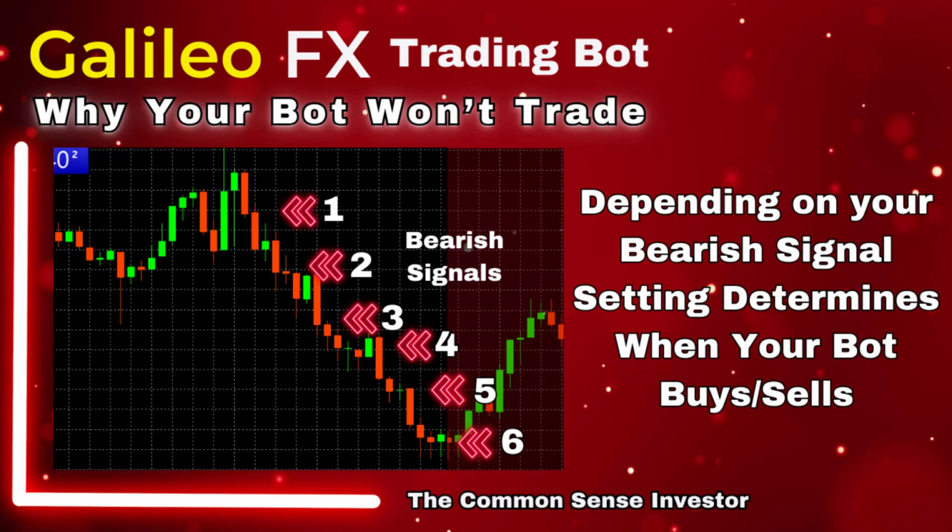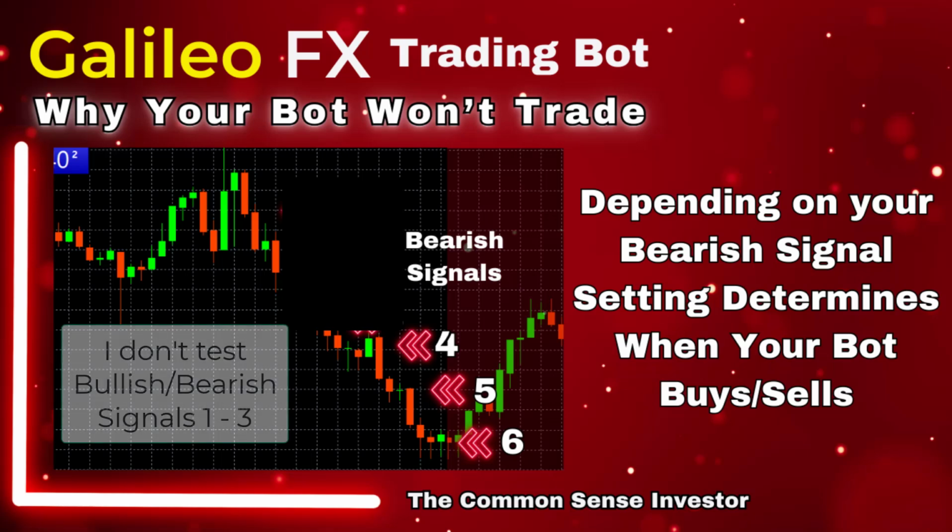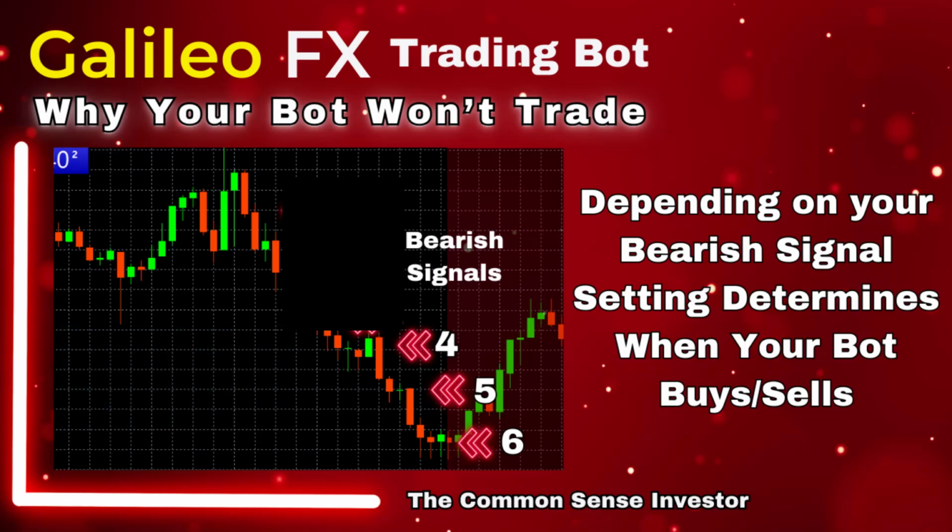Because I give the bot time to be wrong, all right, which is the bullish and the bearish signals of 1, 2, and 3. And I'll pick it up maybe around signal 4. But there's a possibility that it can continue to go against me if it's in a strong trend.